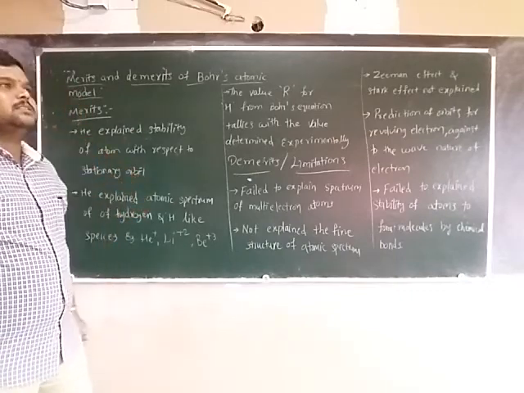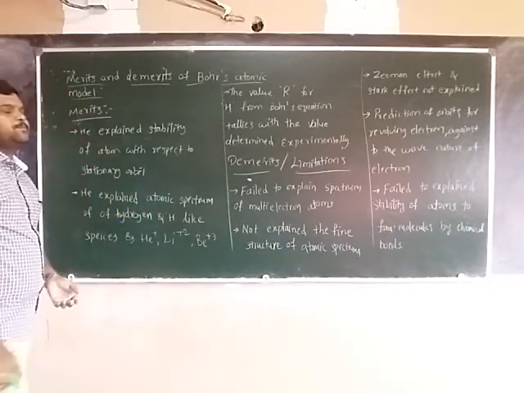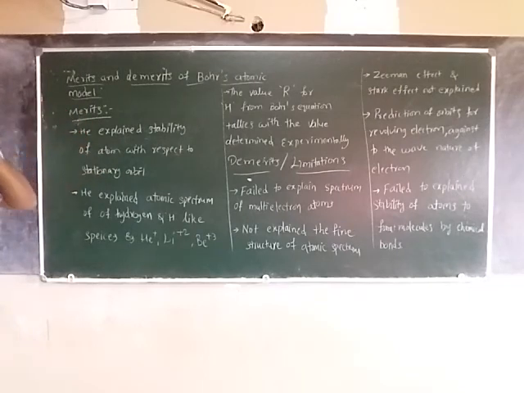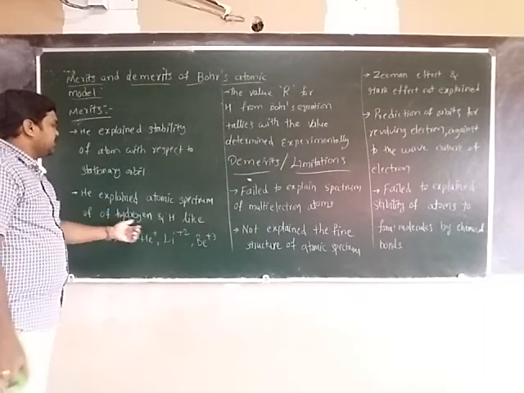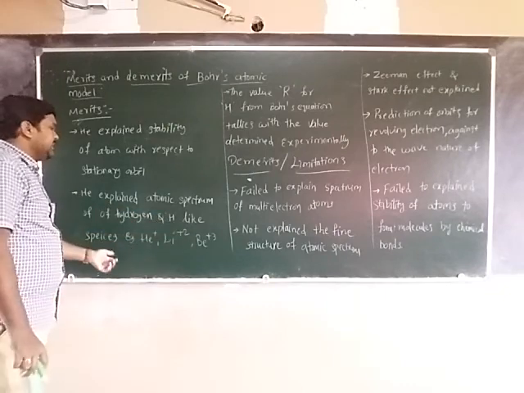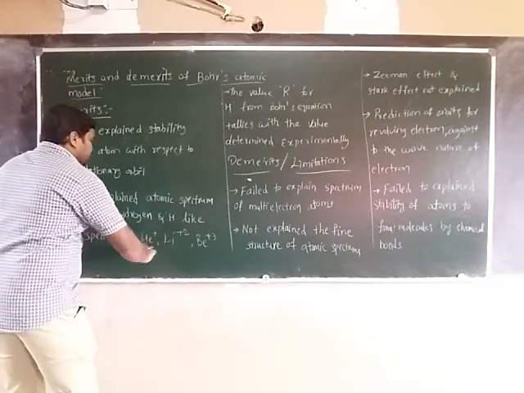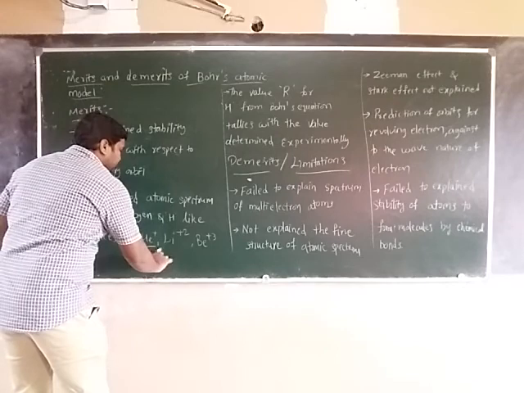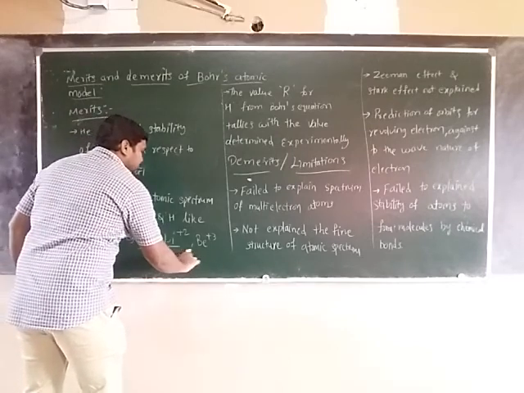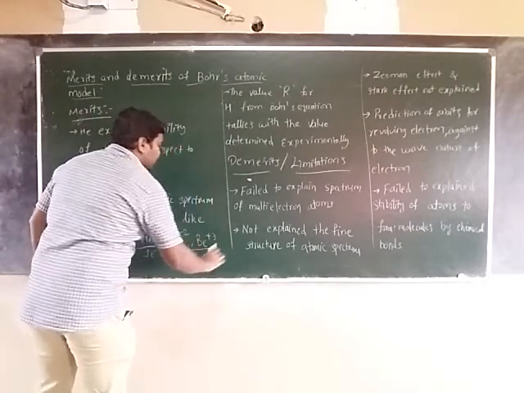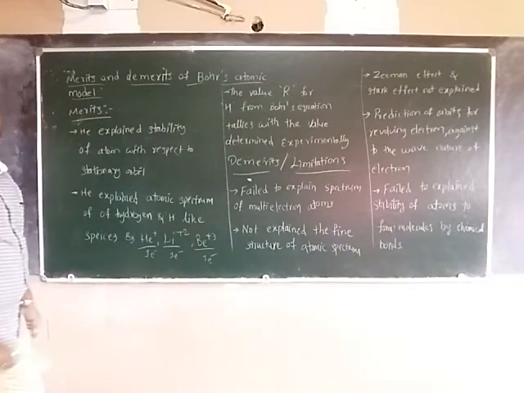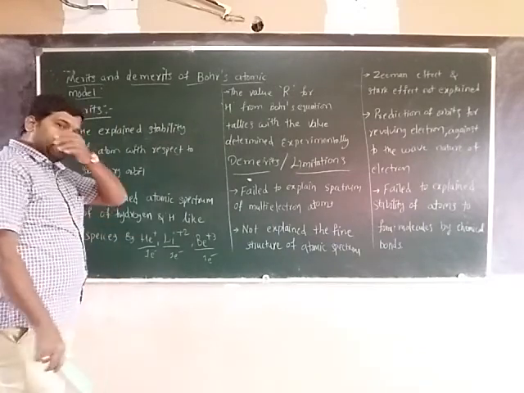So, what are the first merits or advantages? It explains the atomic spectrum of hydrogen and hydrogen-like species. Hydrogen-like species means single-electron species: He plus, one electron; lithium plus 2, one electron; beryllium plus 3, one electron. So it successfully explained the atomic spectrum of hydrogen-like species.